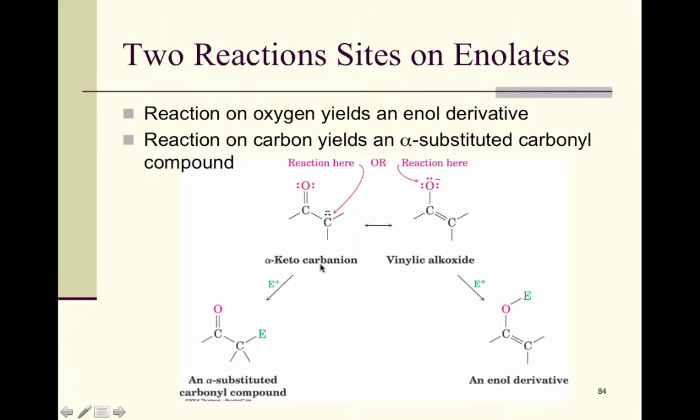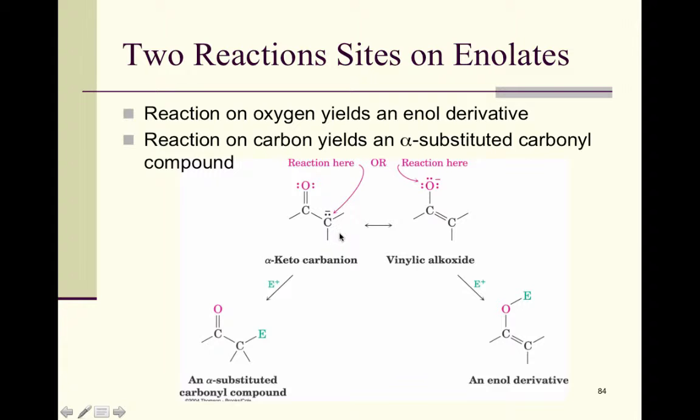The alpha-keto carbanion, this is where our carbon has the minus charge, and next to it is a ketone group. And we also have the vinylic alkoxide, where our oxygen has a minus charge and we have a carbon-carbon double bond. These are those 2 resonance structures we saw on the previous slide. Remember, with resonance structures, they're interconverting back and forth to each other, contributing to one structure. They are not going to be isomers of each other. They're the same structure with those electrons flying around.